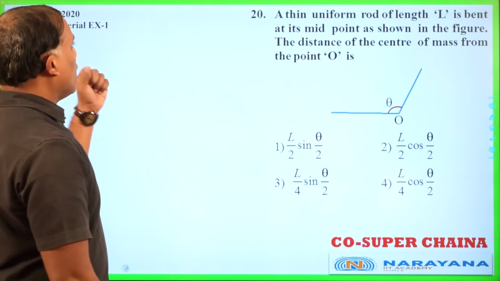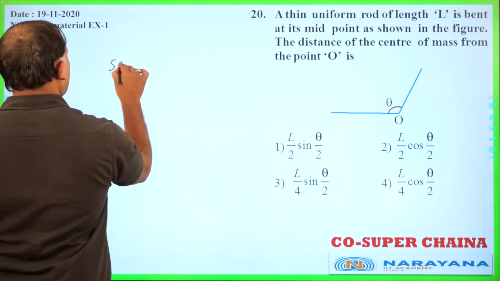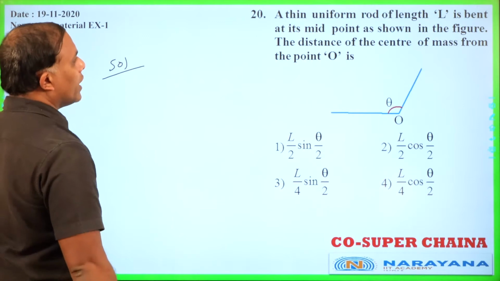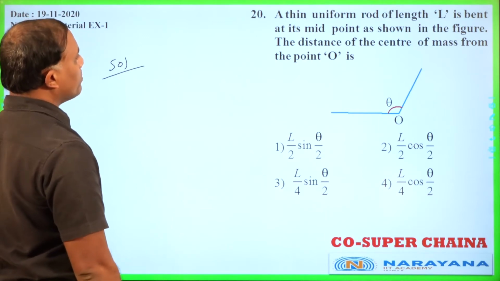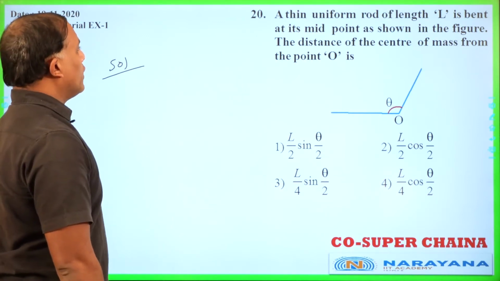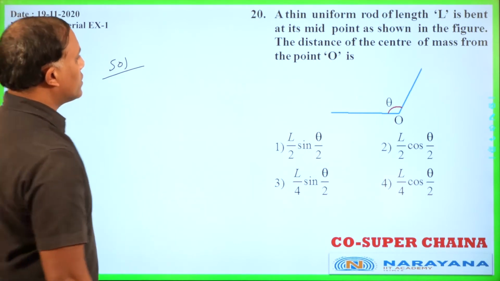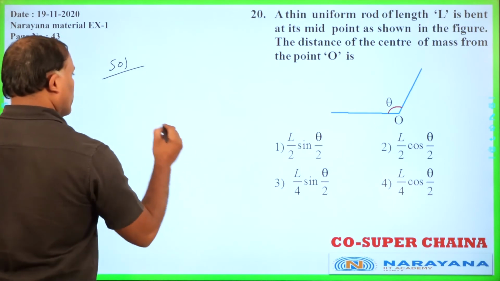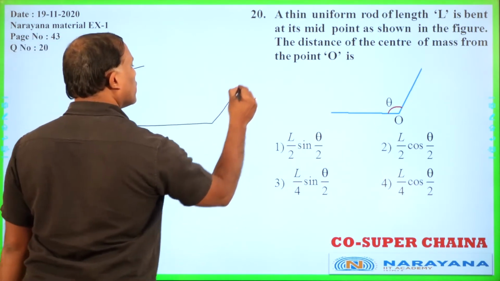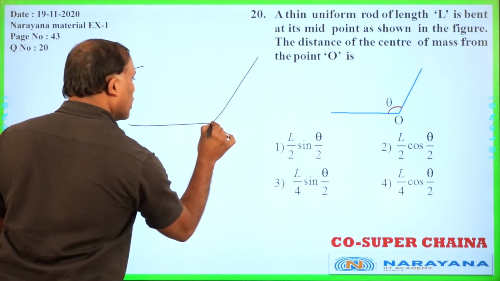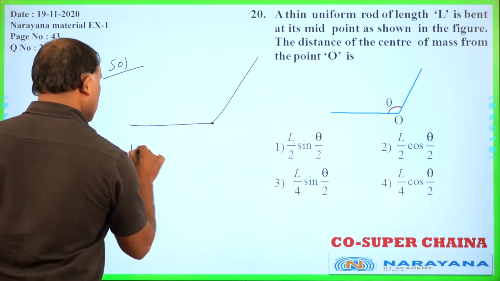question. A thin uniform rod of length L is bent at its midpoint as shown in the figure. The distance of the center of mass from the point O is asked. Now let me show you the diagram here. When you are bending this, the original center of mass is here. Now for this portion, this is L by 2.